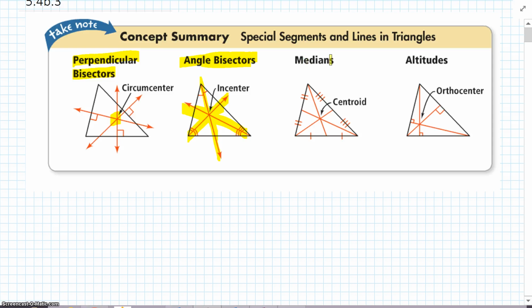The centroid is where all the medians intersect. And what do we know about that? Each median is divided in a ratio of 2 to 3. The altitudes, where they are all concurrent, is called the orthocenter.